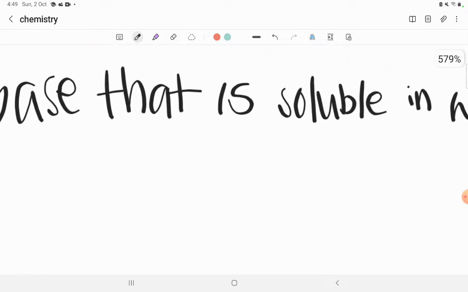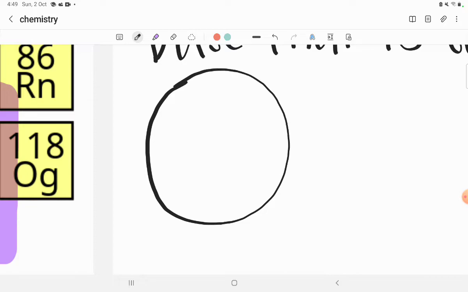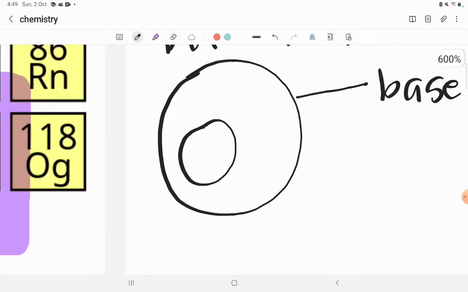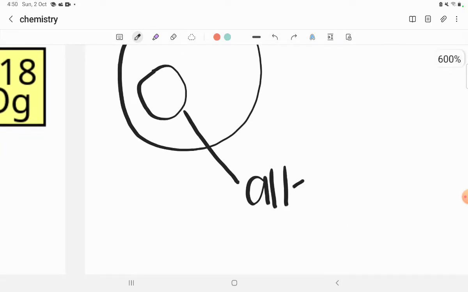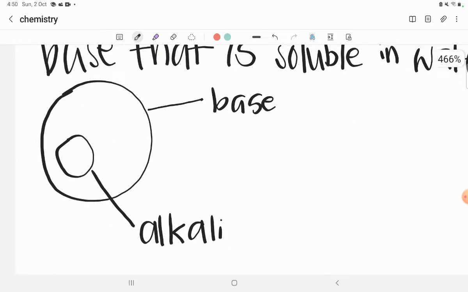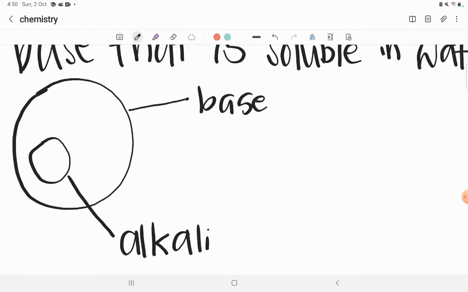So it may be hard to understand, but let me draw a Venn diagram, because when I was starting out, it was hard for me to understand also. So this big sphere, this is base. This is everything under base. And over here, this is alkali. So by that logic, I can say that all alkalis are bases, but not all bases are alkali.